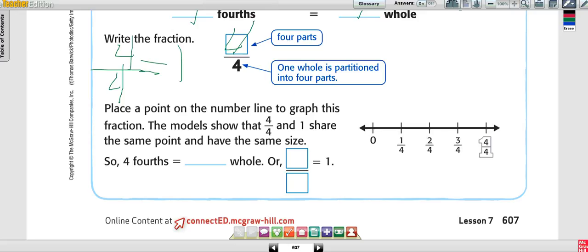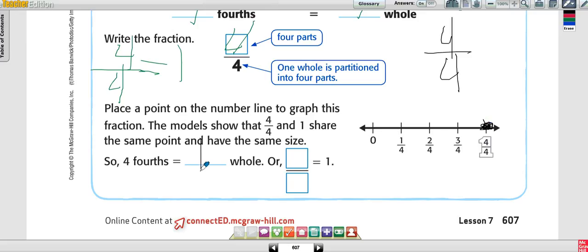Now it says, place a point on the number line to graph this fraction. The model shows 4/4 and 1 share the same point and have the same size. So I'm graphing this fraction right here, 4 over 4. And here's my dot. Okay. The model shows that 4/4 and 1 share the same point and have the same size. So 4/4 is going to equal 1 whole.